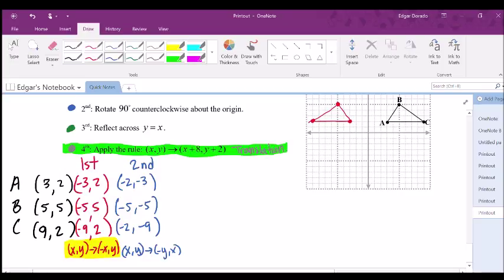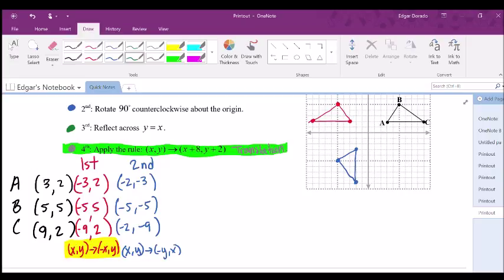Once again, to track it all down, let's go ahead and graph it. So this is negative 2, negative 3, negative 5, negative 5, and negative 2, negative 9. That was a good 90-degree counterclockwise rotation. There we go. All right, move on right up to step 3.